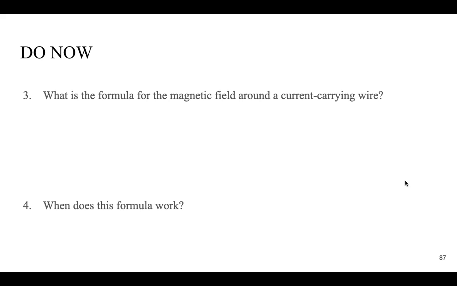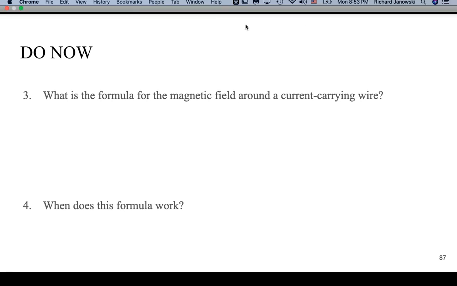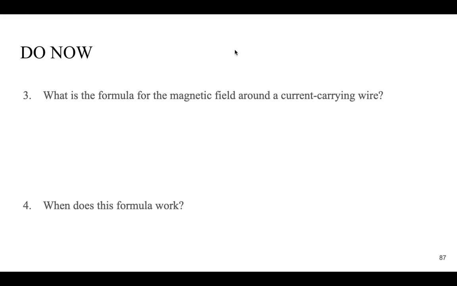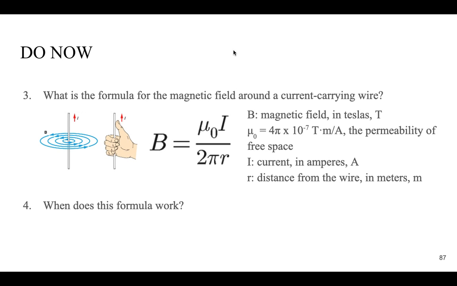So what is our formula for the magnetic field around a current carrying wire? Check your memory, see if you can remember. Yeah, it's this one. B is equal to mu sub naught I divided by 2 pi r. Mu sub naught, again, is that constant, the permeability of free space. This is a constant of the universe. I is the current, and r is the distance from the wire in meters.